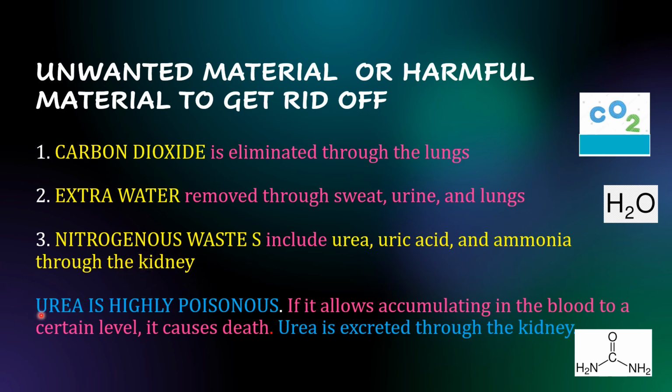All of you know that urea is highly poisonous. It is a nitrogenous waste. If it accumulates in the blood beyond a certain level, it causes death. Therefore urea is excreted through the kidney. The excretion of urea, uric acid, ammonia and so on happens through the kidney.